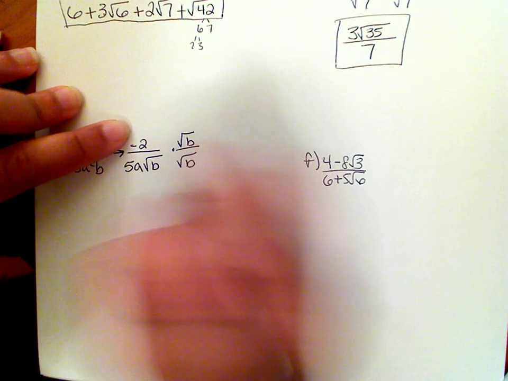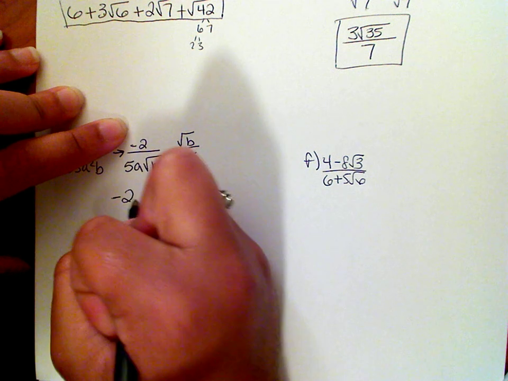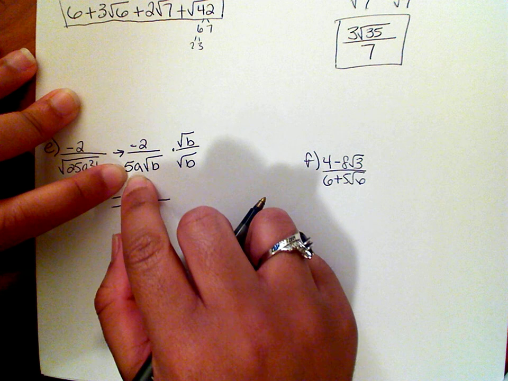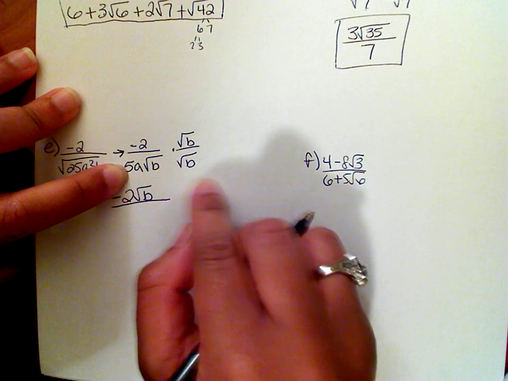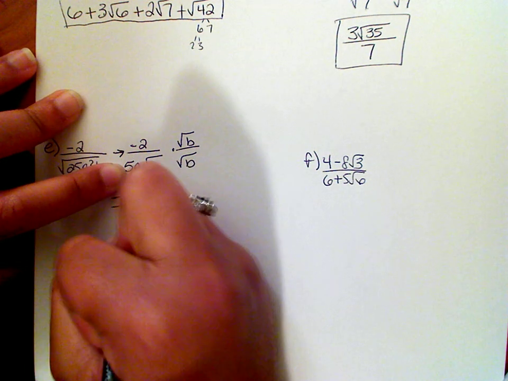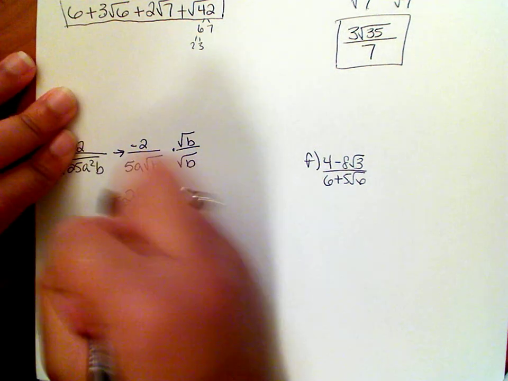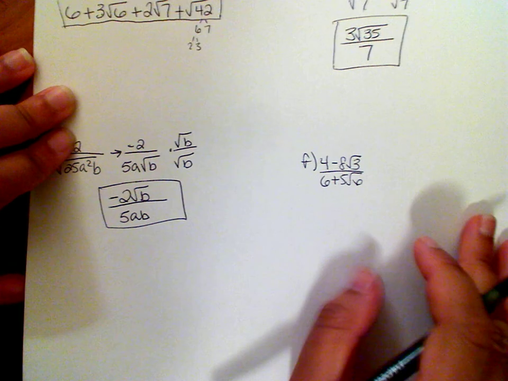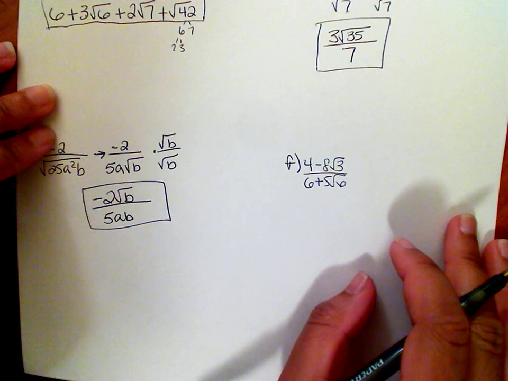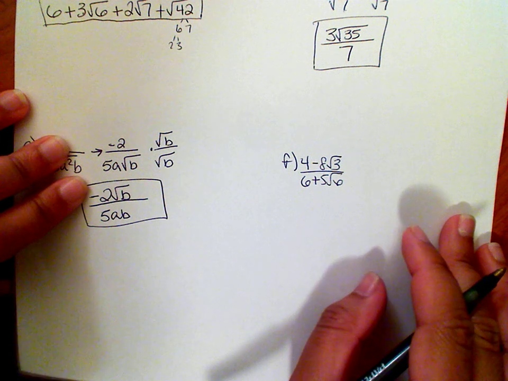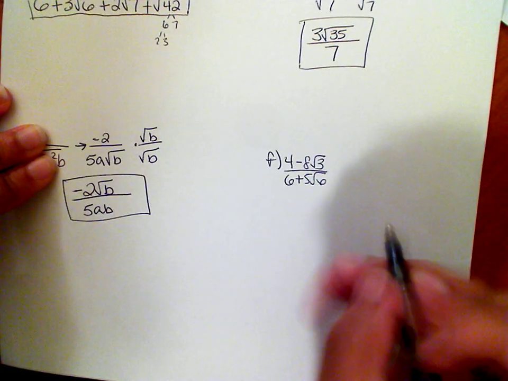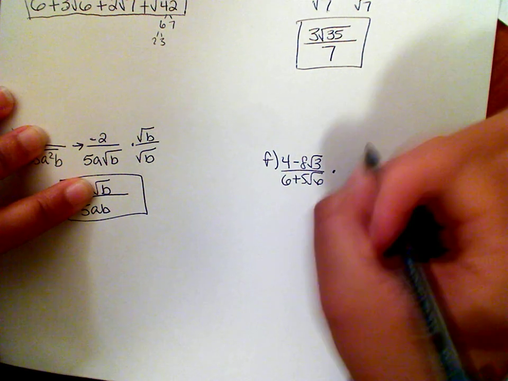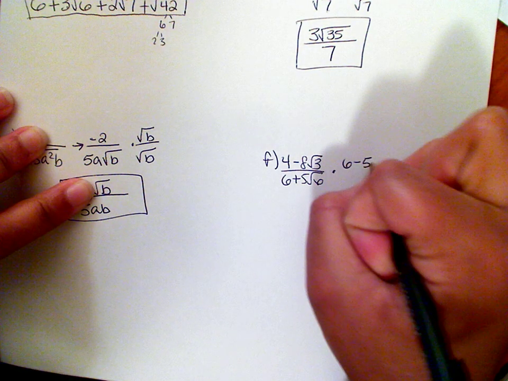So then negative 2 times the square root of b gives us negative 2 square root of b over 5a square root of b times the square root of b gives us 5ab. So then that's our final answer. Alright, so for F, it's a little different. We don't just multiply by the radical, we multiply by the conjugate of our denominator. So in this case, the conjugate is 6 minus 5 square root of 6.